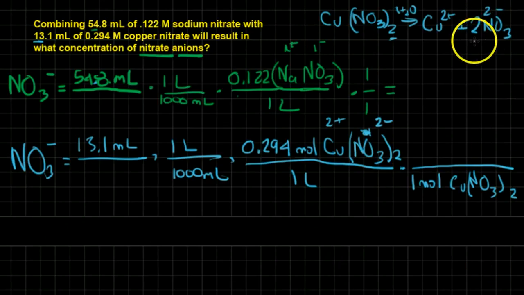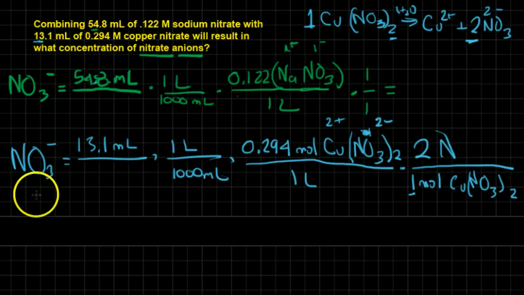So there are 2 moles of this for every 1 mole of this. There's 1 mole here, 2 moles of nitrate. And nitrate's what we're looking for, right? So NO3, okay? And we'll just have to do the equals down here below. Actually, we haven't done the math yet. Let's do the math for both of them.